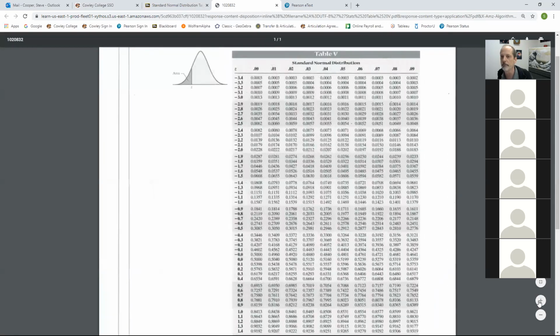Okay, let me enlarge this a little bit. Let's say I was interested in the area to the left of 0.17. Okay, so I come down and I find 0.1 here, and then I have to go find 0.07 to tack that on and get 0.17. So the intersection of 0.1 and 0.07 has an area under the curve to the left of 0.5675. Okay, so that's how we read this table.